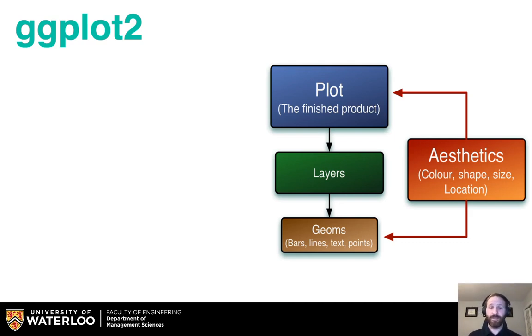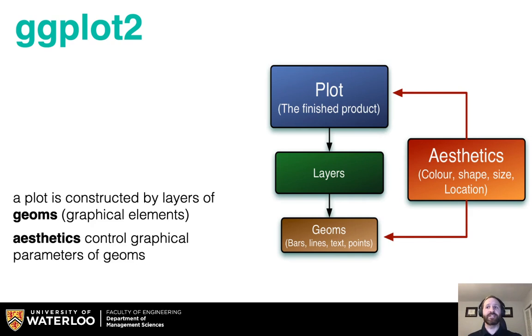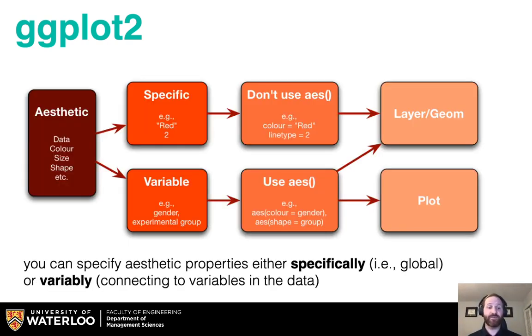So, if you want to create a plot, it's created by the layers of geoms, which are the smallest atomic units. And you have aesthetics that are moderating all of the variables across these things. It controls the graphical parameters of those geoms. So the aesthetics is where you really assign your data to the parameters of those geoms. You can specify aesthetic properties either specifically, globally, or variably, connected to variables in your data.